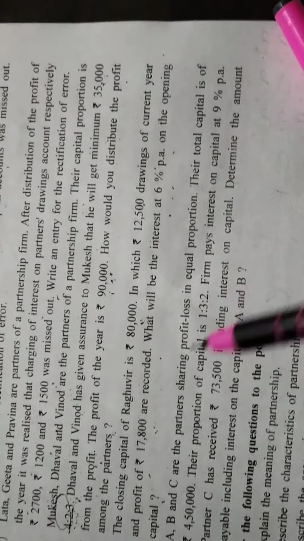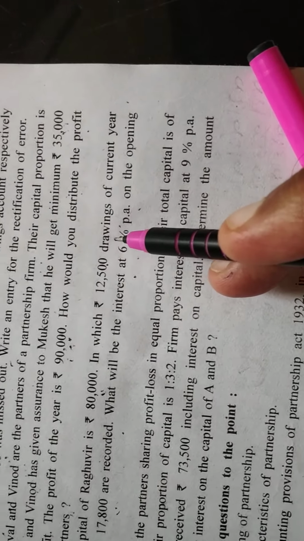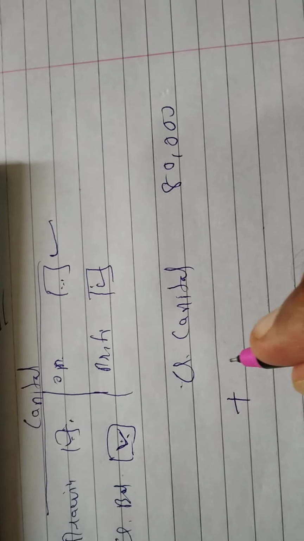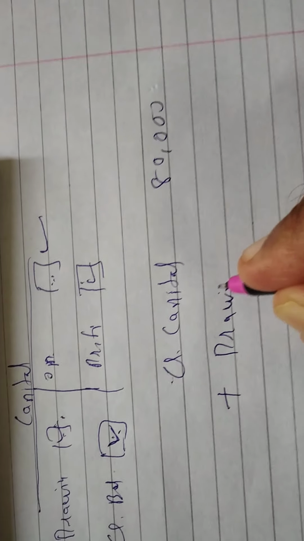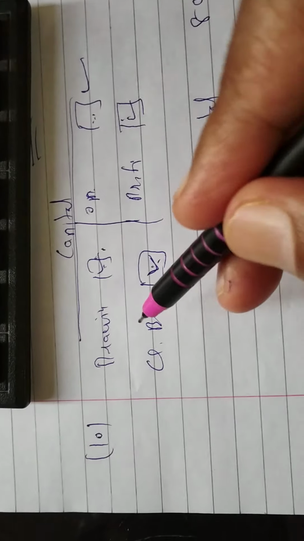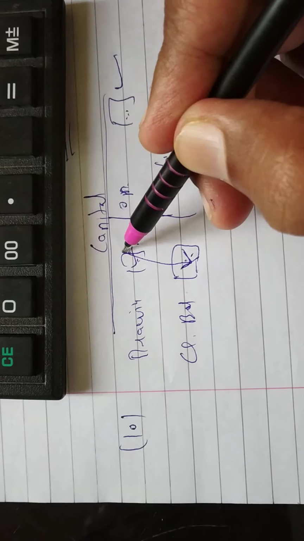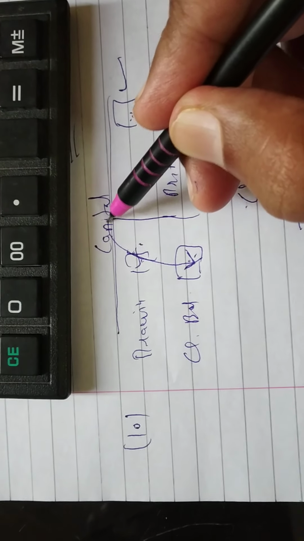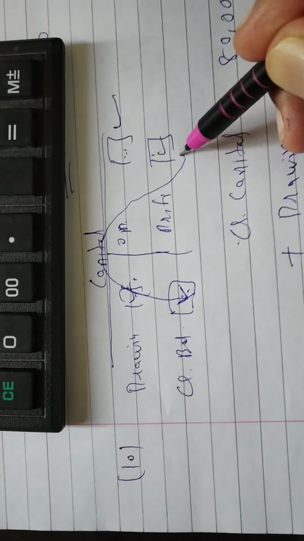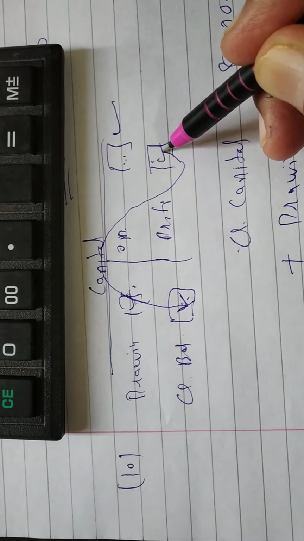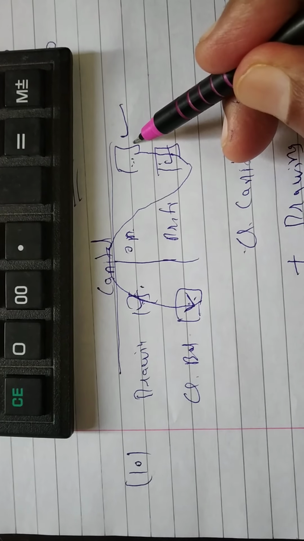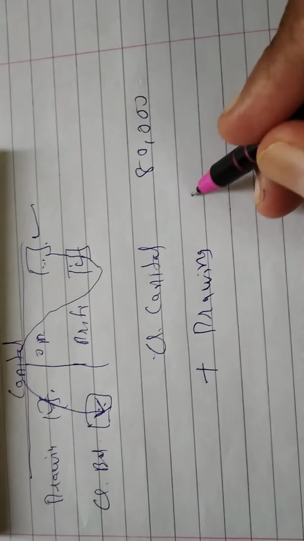Now the next amount is the drawing. So drawing should be added here to closing capital. So plus drawing, because we go this way. So drawing is added. When we come this side, this amount is minus, so we will get this amount. That's why drawing is added here.